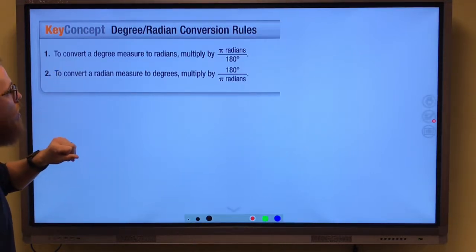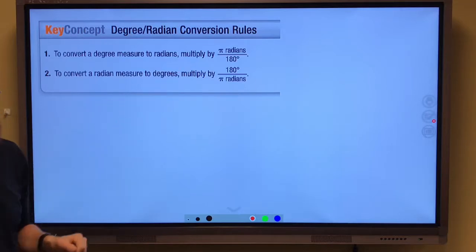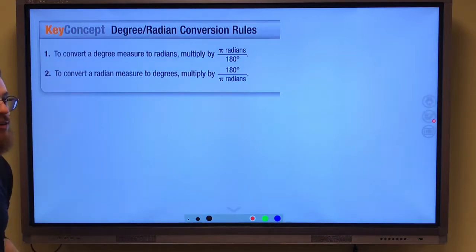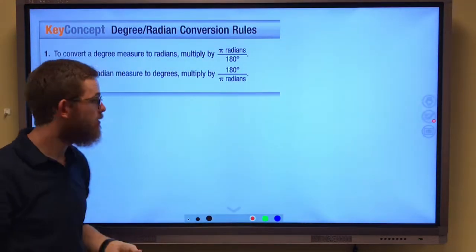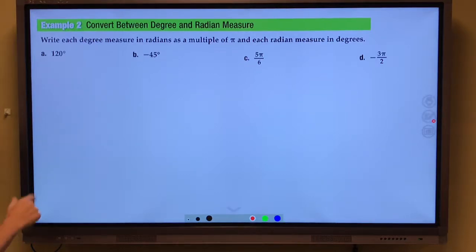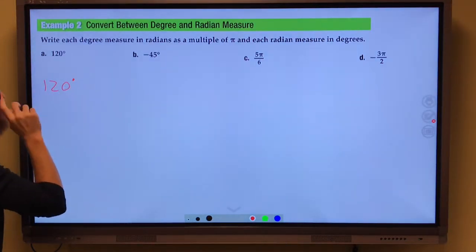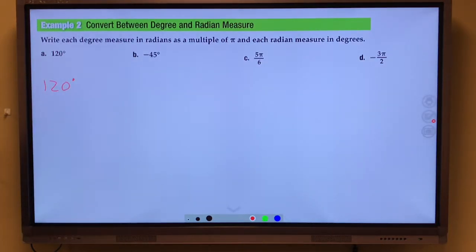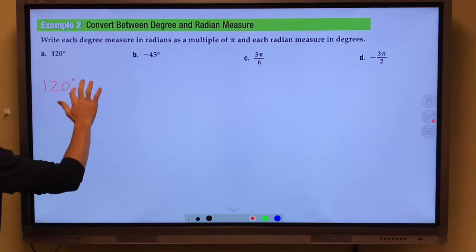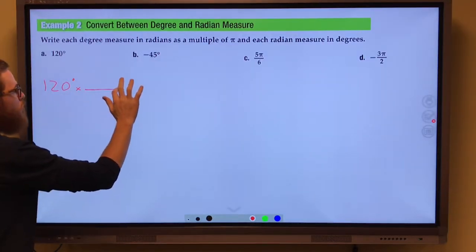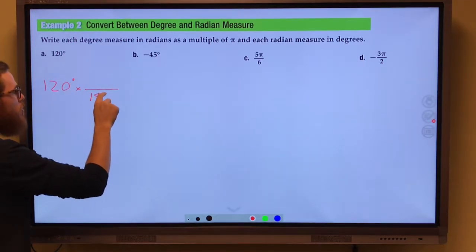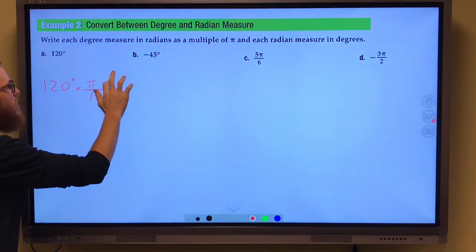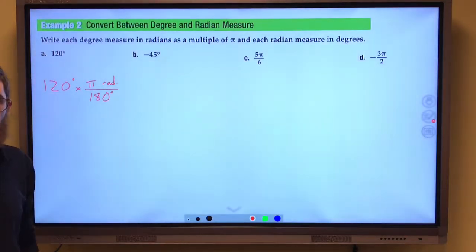To convert a degree measure into radians, we multiply by pi radians for every 180 degrees. And it's the opposite to convert back to degrees, 180 degrees for every pi radians. So here we have 120 degrees. We want to change this from degrees to radians, so we want to multiply this by something. We want to get rid of degrees, so I want to put the 180 degrees on the bottom, the pi radians on the top. I'm going to abbreviate radians with rad.